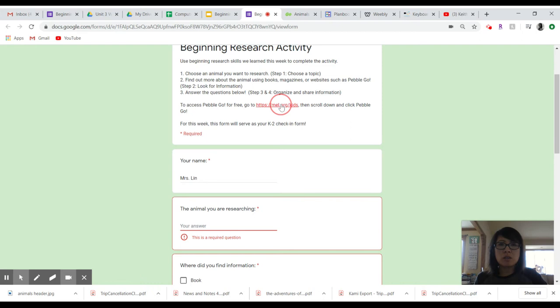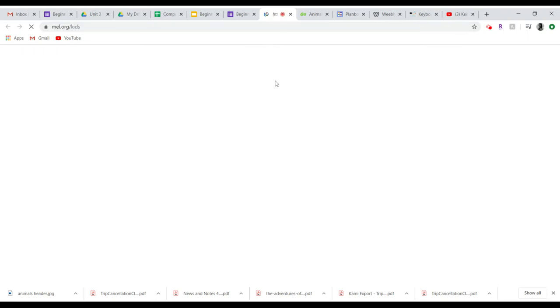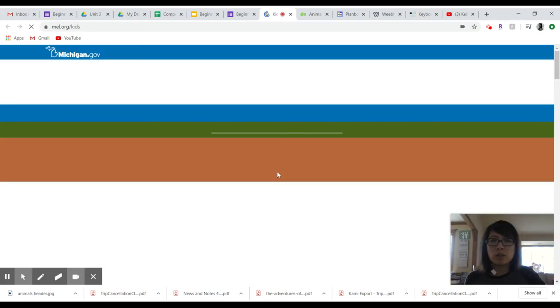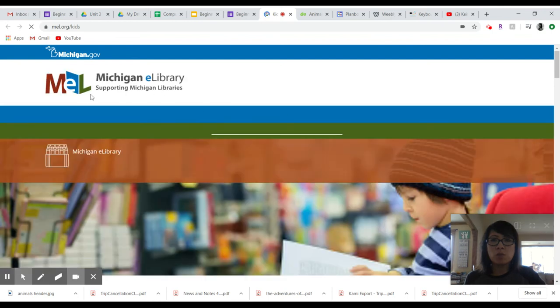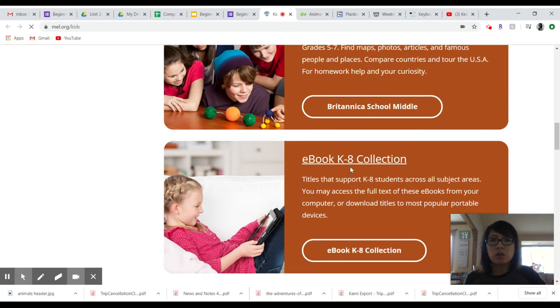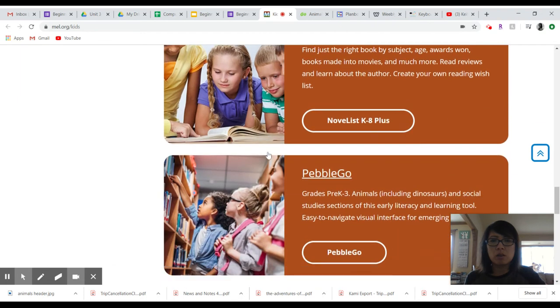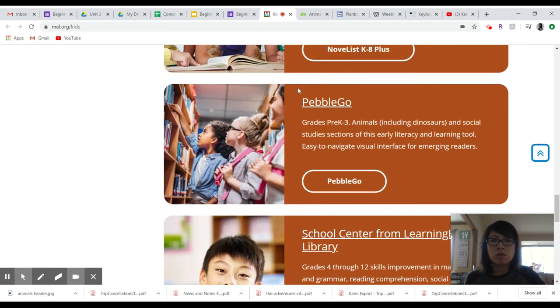When you click on this link, it's going to take you to the Michigan Electronic Library. And then Pebble Go is one of the websites that they've listed. So once you have gone to the page, you're going to scroll down until you see a little link called Pebble Go. Okay. So right here, I see Pebble Go. Okay, that's the website we want. So you're going to click on it.